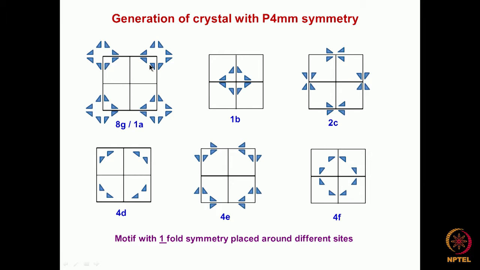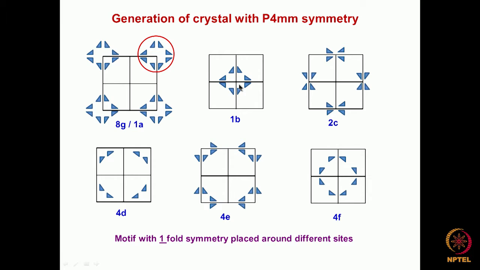If we take an asymmetric motif and we want to place it at different special or general points in the lattice, what sort of a cluster should be placed so that it will satisfy the full symmetry of the crystal which we wanted to generate? This is the way it will happen in this case. This is what is going to be the cluster which has a 4 mm symmetry.